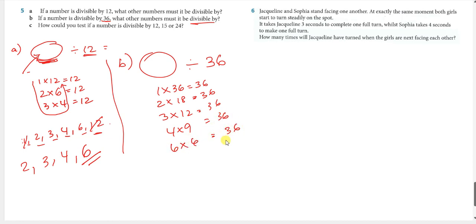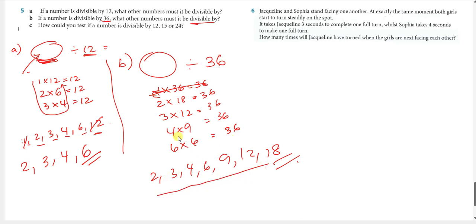So what are we going to write here? 2, 3, 4, 6, 9, 12, and 18. Again, here we are just eliminating the 1 and 36. So these are the other numbers by which we can divide this number, which is divisible by 36. Okay, very simple.